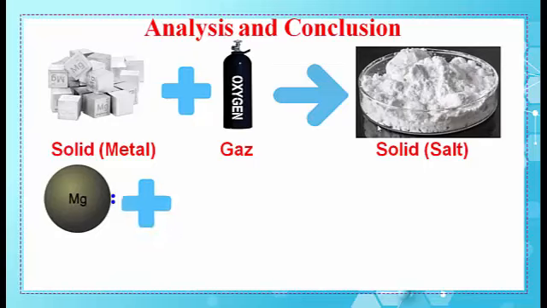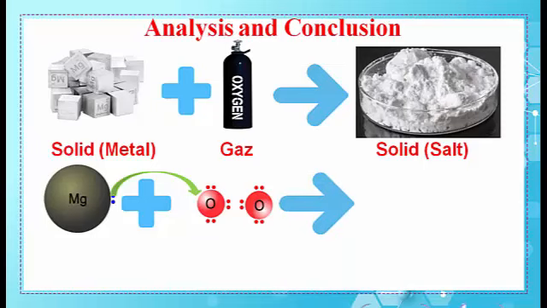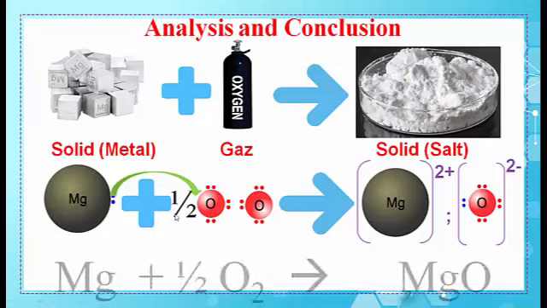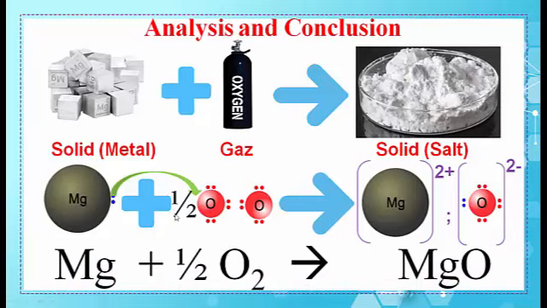When magnesium reacts with oxygen, the bond between the two oxygen atoms breaks, and the magnesium atom loses 2 electrons gained by the oxygen atom to give magnesium oxide. Here we add a half to balance this reaction. Then the equation can be written as Mg plus half O2 gives MgO, magnesium oxide.